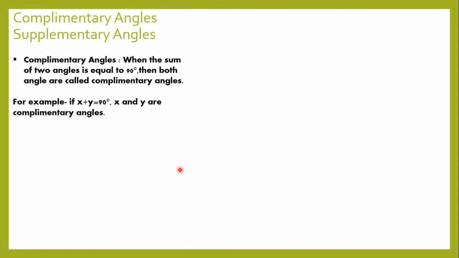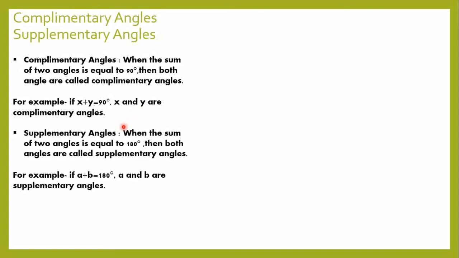Now we will discuss complementary angles and supplementary angles. What are complementary angles and what are supplementary angles? So complementary angles: when the sum of two angles is equal to 90 degrees, then both angles are called complementary angles. For example, if we take two angles x and y, and if we add them, and the value of these two angles comes as 90 degrees, then these two angles will be called complementary angles. And we can say x is the complementary angle of y and y is the complementary of x.